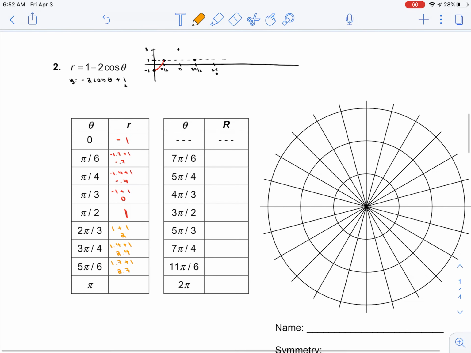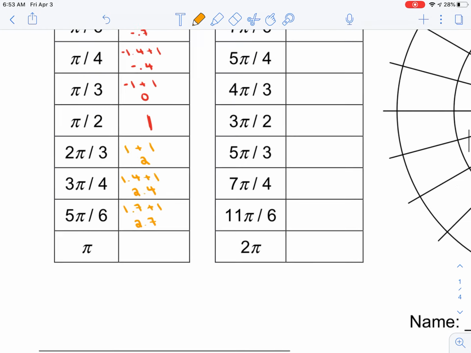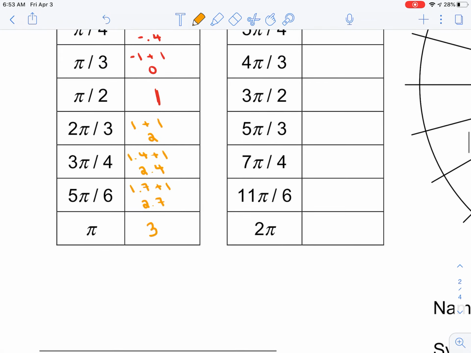And then remember, at pi, we're going to be at the maximum of our graph. Be careful, the maximum is not at 2, it's now at 3, because of this midline value changing.